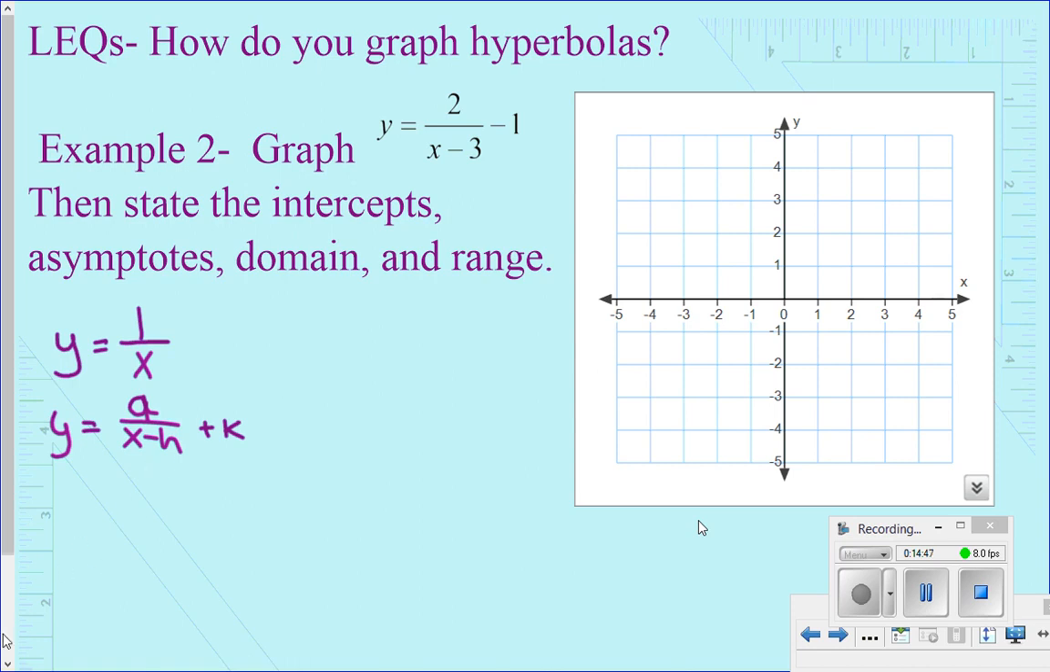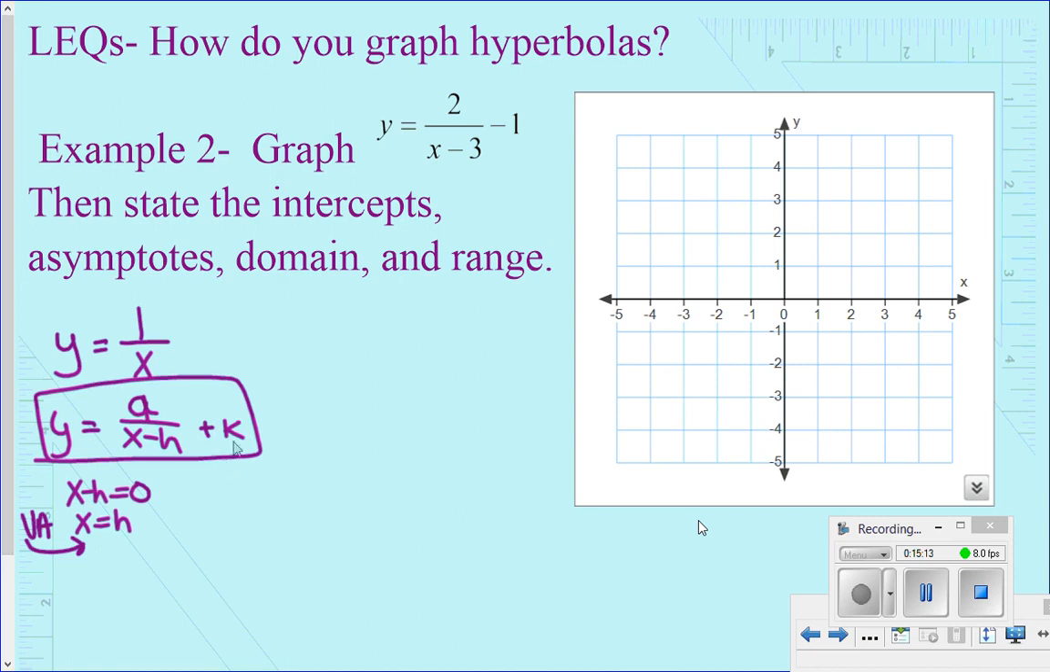vertical asymptote. So basically, I just take x minus h, and I set it equal to 0. Now for domain restriction, we make it not equal. Here we're looking for the equation of the vertical asymptote. So I set it equal to, and I solve for x, which gives me x equals h. Okay, so given this equation here, our general equation, x equals h is the vertical asymptote.